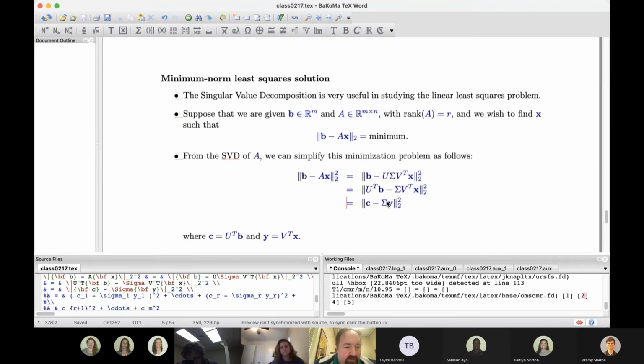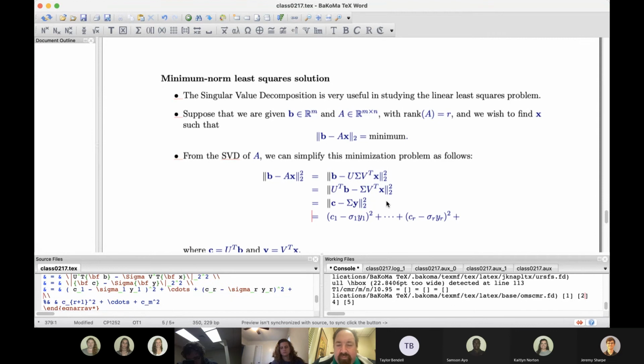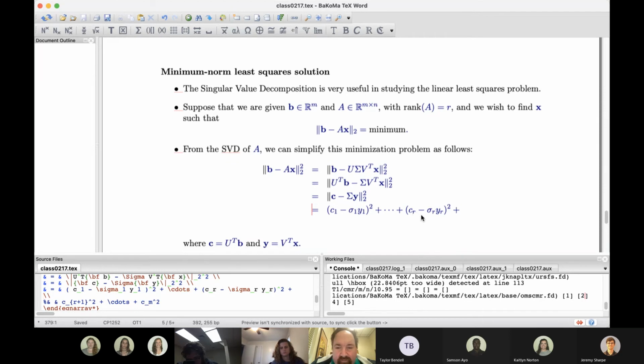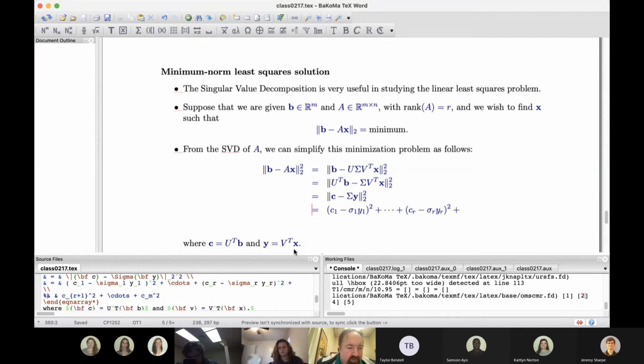So now I can write that out element by element, because here I can literally take the elements of this vector. So c1 minus sigma 1 y1 is the first element of this vector, and so on until we get to element r, because that's where we have non-zero singular values. And then I keep going with the rest of the components of c. But here I'm not subtracting off a sigma times a y, because after r, the sigmas are 0. So I just have that.